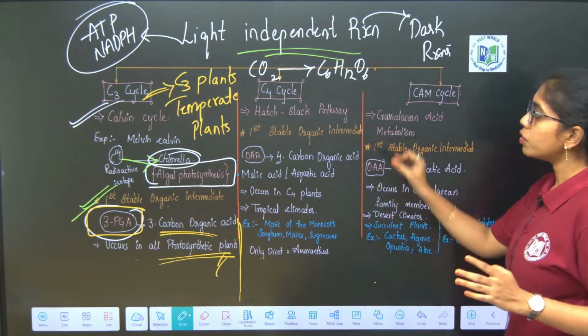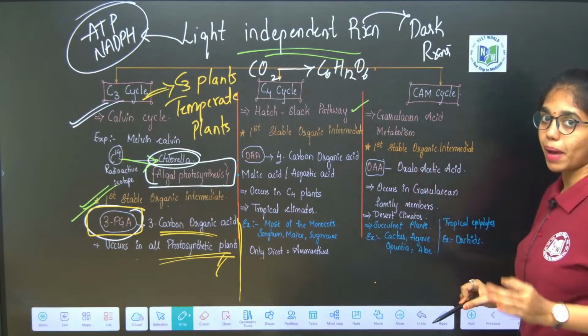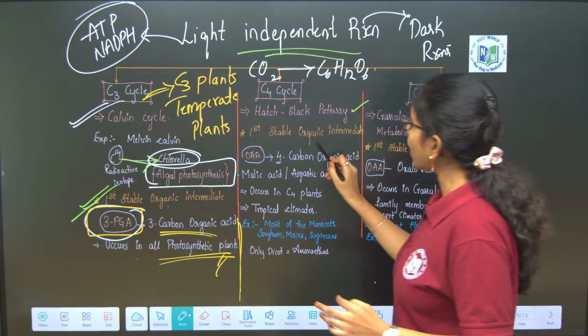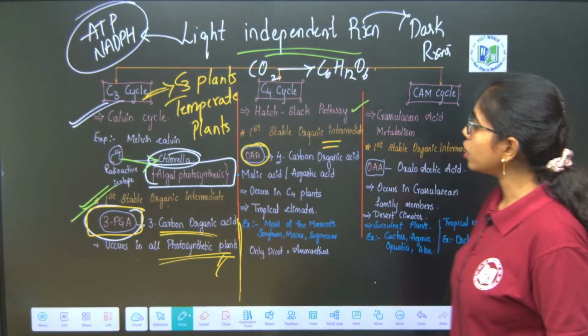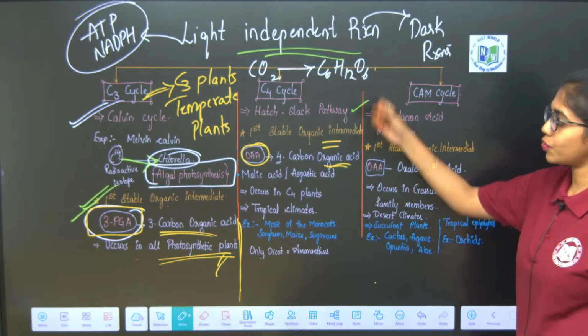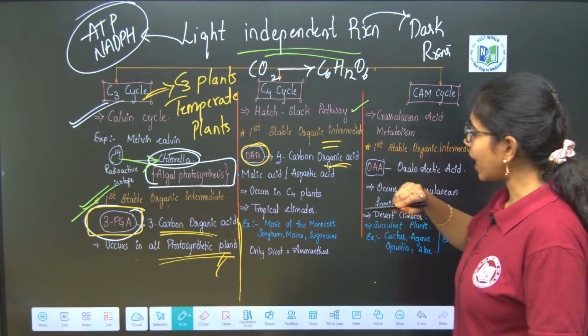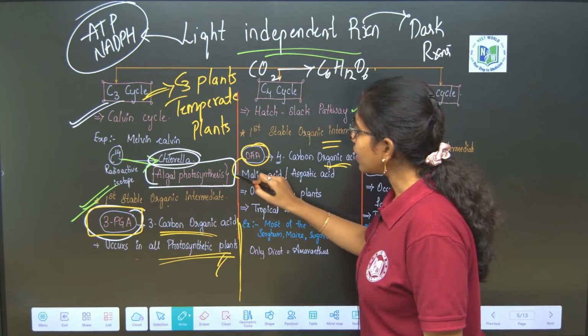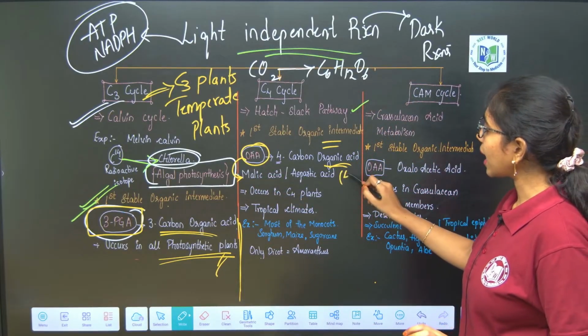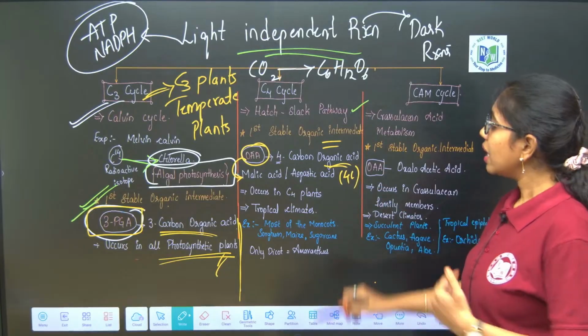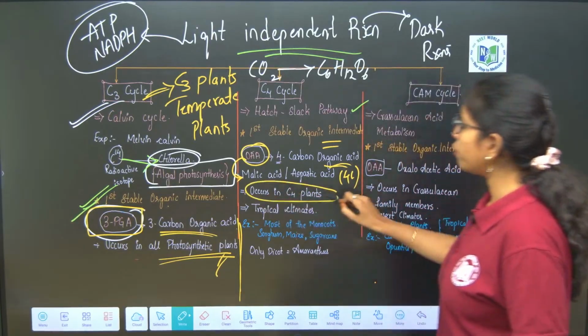The C4 cycle, which is also called the Hatch-Slack pathway. Here the first stable organic intermediate formed is oxaloacetic acid, which is a 4-carbon compound. That is why we name it as what? C4 cycle. Later, oxaloacetic acid can be turned to malic acid or aspartic acid, which is again 4-carbon. This occurs only in C4 plants.